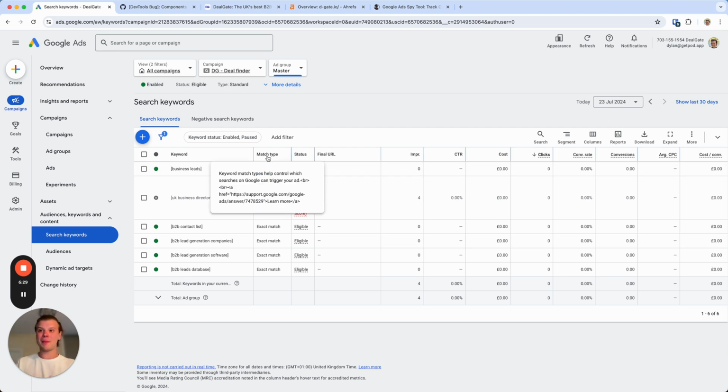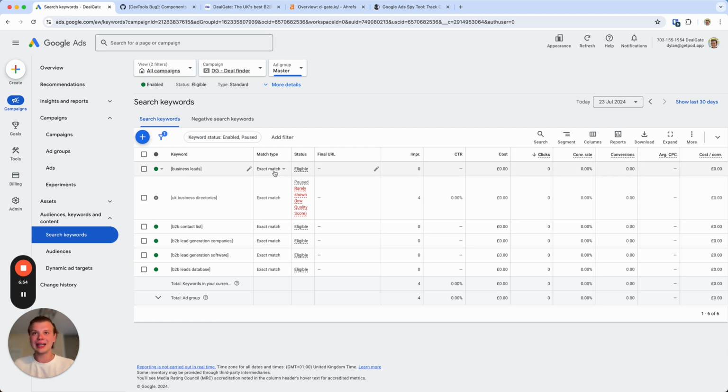Next point, the match type. Recently, Google has expanded their match types. A lot of people consider exact match now to be phrase match of a few years ago, phrase match now to be broad match of a few years ago. I'm not going to explain match types, really. You can go and search them up and understand them, but just keep in mind that they've been expanded now.